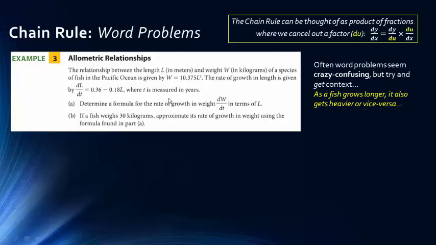So a lot of these word problems, if we think back to this fraction, we have W, we're looking for dW/dt. So if we differentiate this equation, we get dW/dt equals the derivative of W with respect to L, dW/dL, so we can take the derivative of this equation with respect to L, and then times it by dL/dt, and notice what we'll have is dW/dL times dL/dt, and the dL's will cancel out.